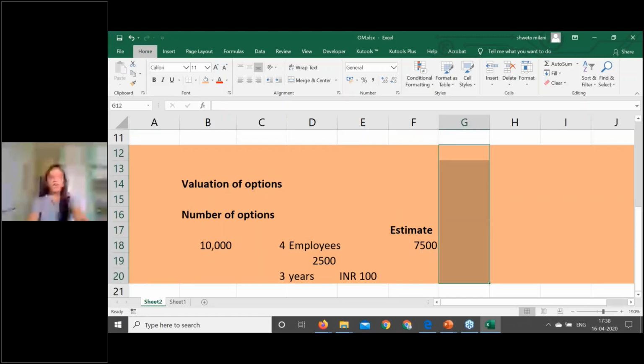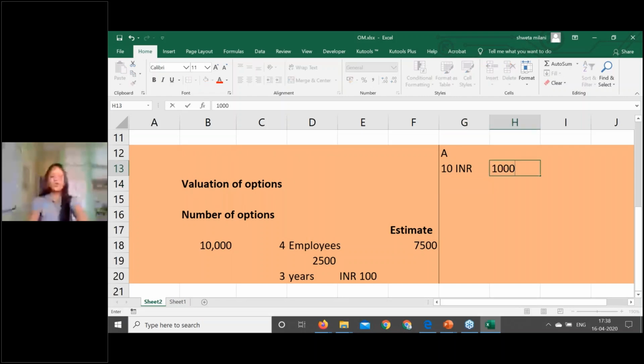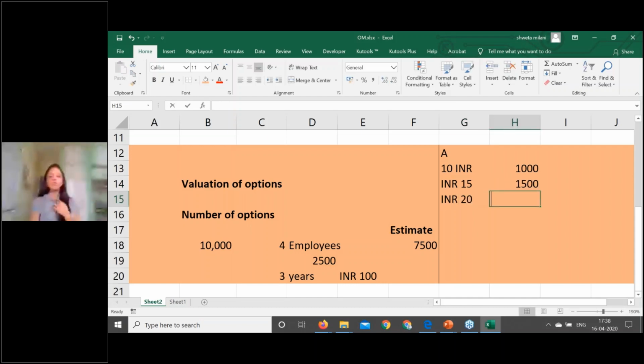For example, I have given an option to employee A that if the EPS is above INR 10, then I will give you 1000 options. If the EPS is above 15, I will give you 1500 options. And if the EPS is above 20, in such cases, I will give you 3000 options directly. Okay, so the better the performance of the company, the higher the number of shares you have.